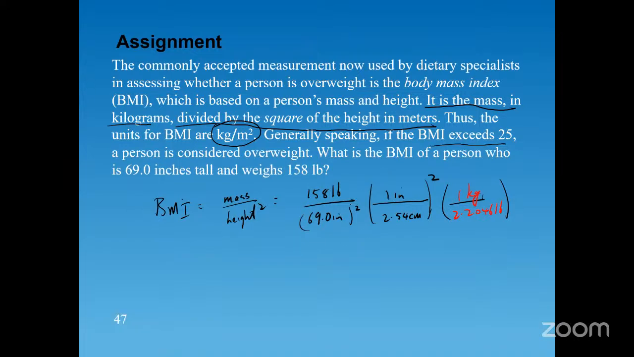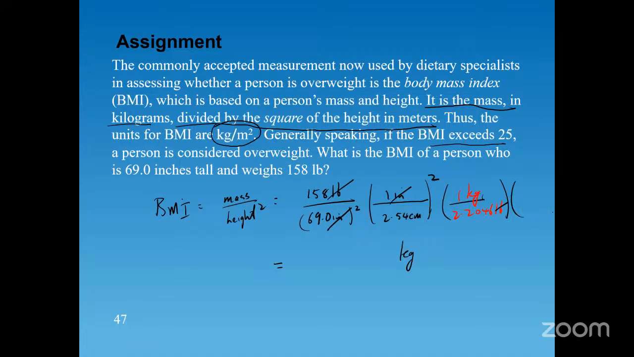So basically, once you set it up, you should find it very convenient for you to cancel out the appropriate units. The inches squared and the pounds will cancel out, and you'll be left with kilograms. Oh, there's one more step. I'm sorry, because you want to go to meters, right?